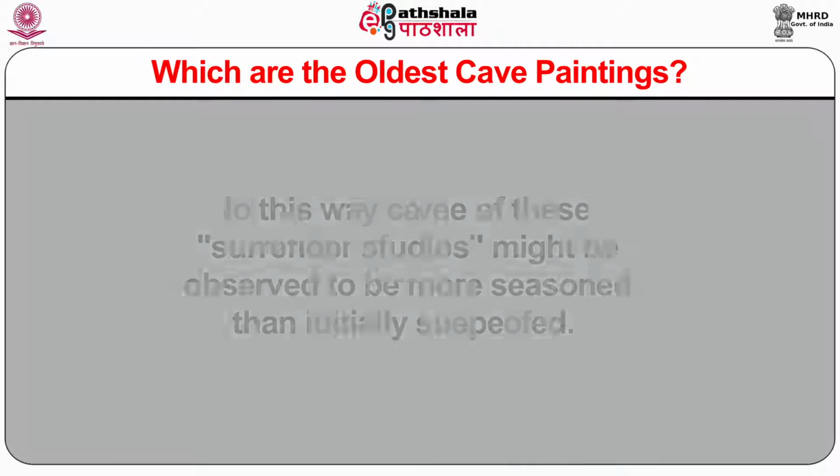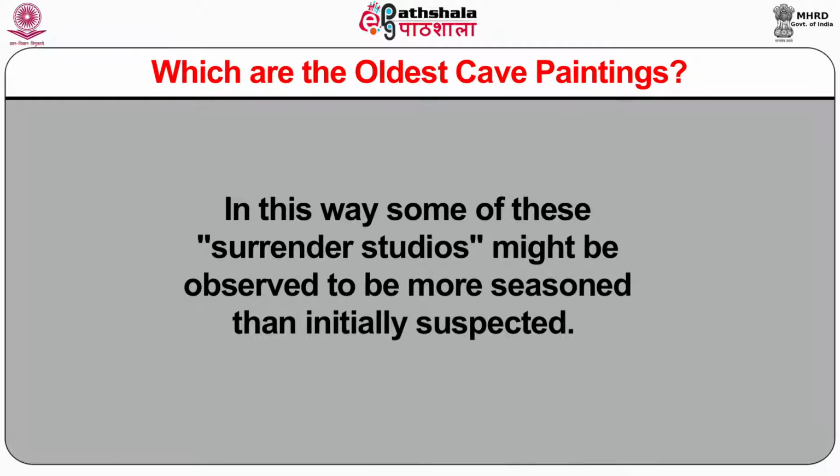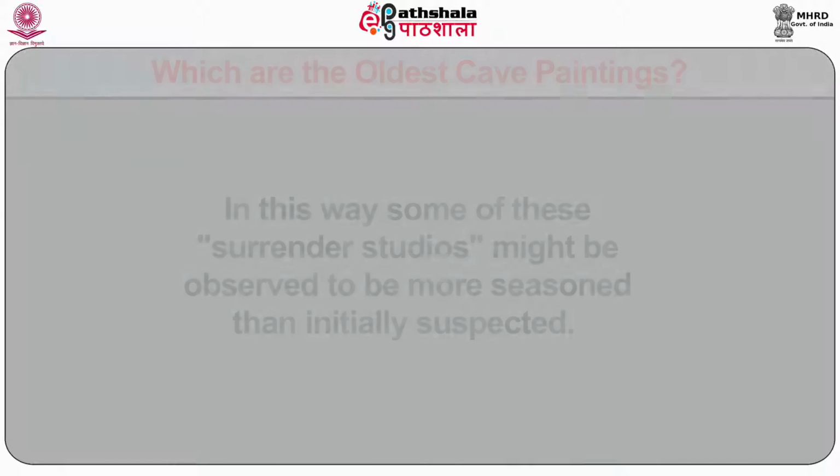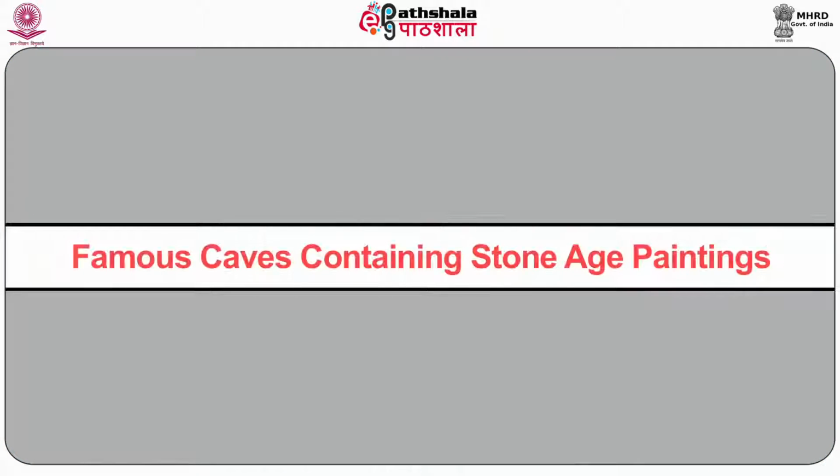thousand years. In this way, some of these cave studios might be found to be older than initially suspected. This is precisely what occurred at Altamira, where the principal collection of artwork is Magdalenian. Yet, recent tests showed that one particular abstract picture goes back to the Aurignacian era, around 34,000 BCE. Next, let us learn about the famous caves containing Stone Age paintings.